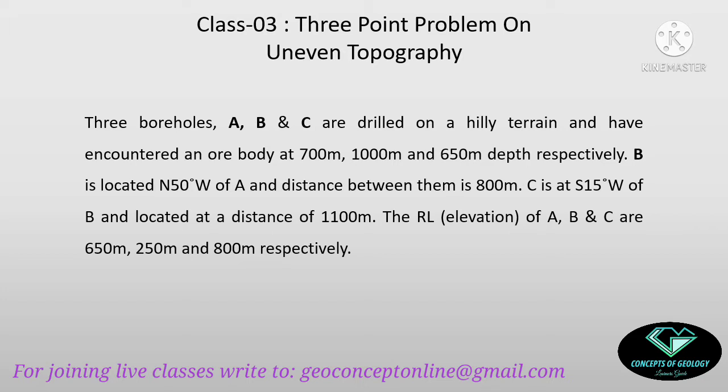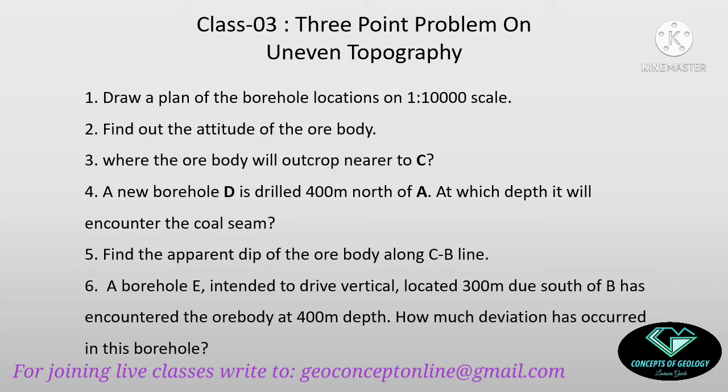The borehole B is located north 50 degree west of A and the distance between them is given. The direction and the distance of C from B is also given. And the RL, that means the elevation from the datum plane, or here the mean sea level, of the three borehole collars or the topography, is also given here. So with that much information, we need to solve this group of questions.